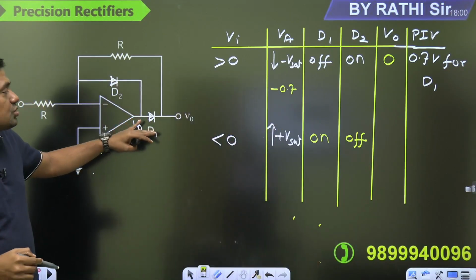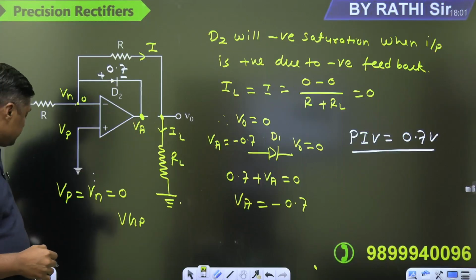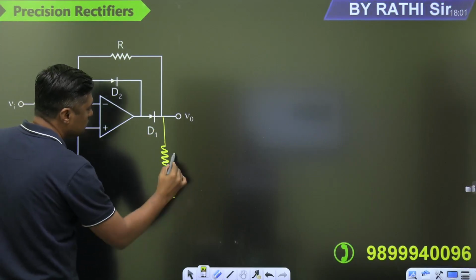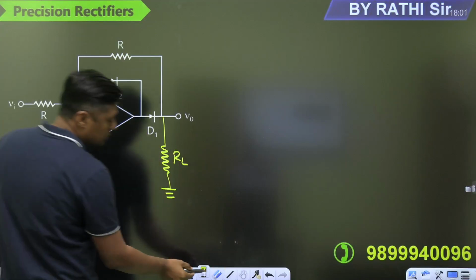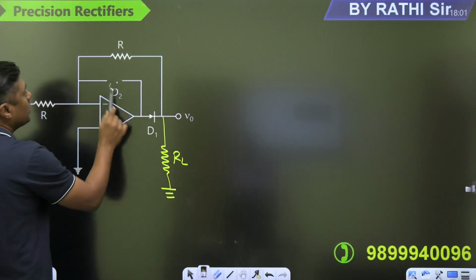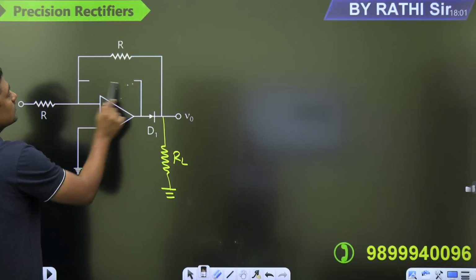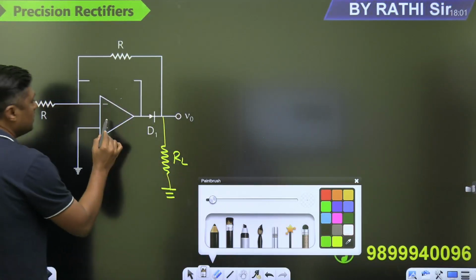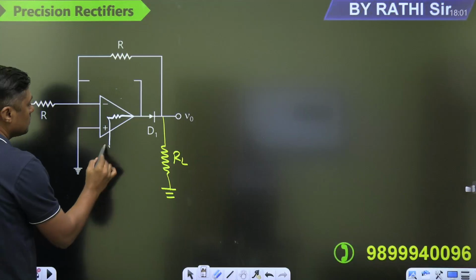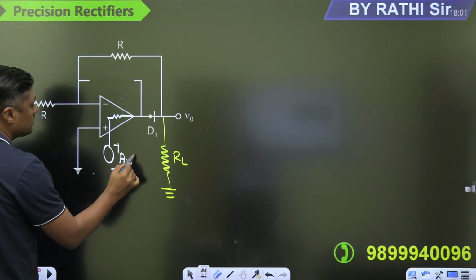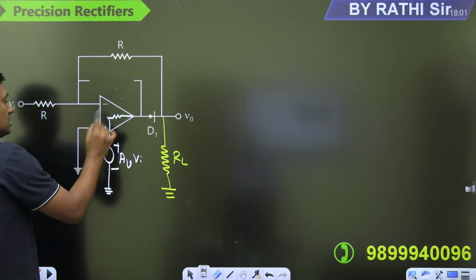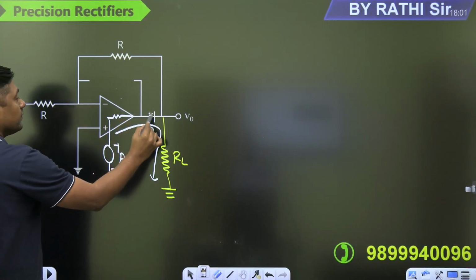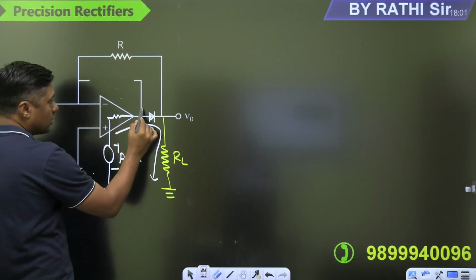When this diode is on, then watch this diagram. This is RL connected. This diode is on. What about this diode, which is off? You can make it open circuit. Now, the operational amplifier will provide the current. What is the direction of the current? Watch this. Plus minus AV Vi. This will provide the current in this direction, and the diode will allow the current from the positive side to the negative side. Now what is the drop across the diode? 0.7 volt.